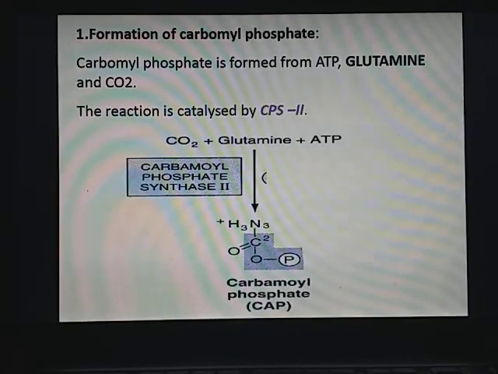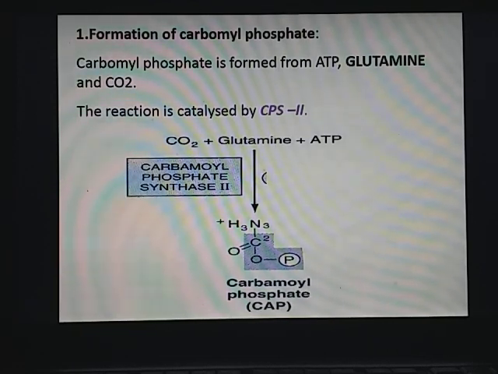Then comes the first reaction for pyrimidine biosynthesis, the formation of carbamyl phosphate. Carbamyl phosphate is formed from carbon dioxide and glutamine, which combine to form carbamyl phosphate by utilizing 2 molecules of ATP in presence of enzyme carbamyl phosphate synthase 2. This enzyme can be compared with the mitochondrial enzyme carbamyl phosphate synthase 1, which operates during the urea synthesis.